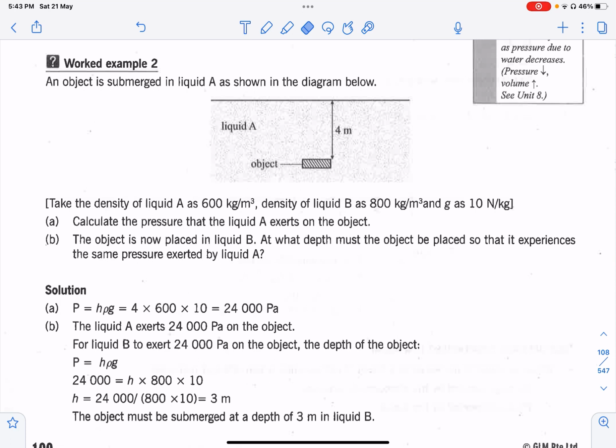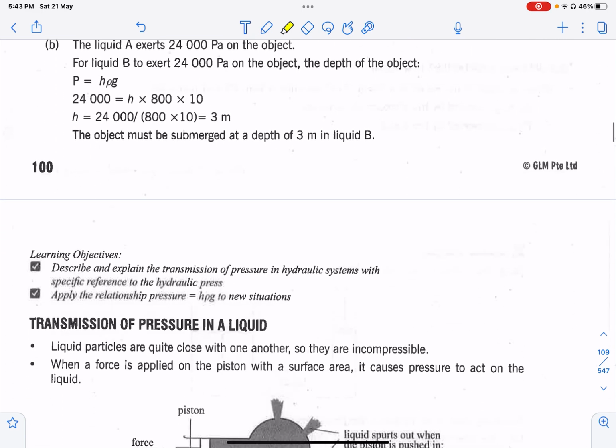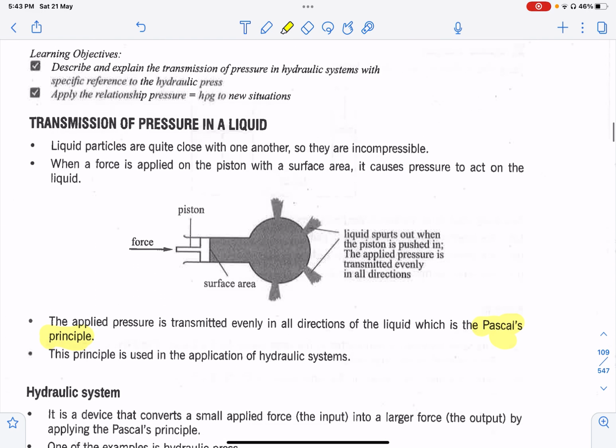You have density of B to be over here, looks like 800. Yeah, 800. Okay, and therefore you can substitute to find out the value of h. Okay, very straightforward. Next we look at the transmission of pressure in a liquid.